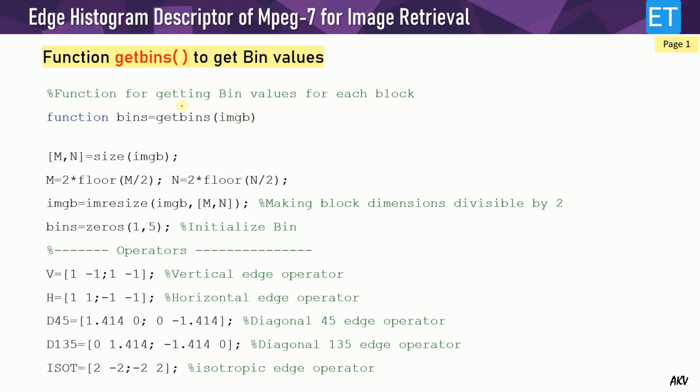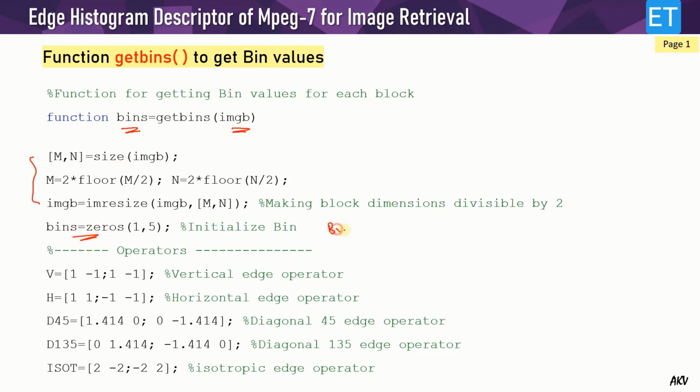So this is your function. Its input is the image block m by 4, n by 4, and its output is a bin of 5 points. Here again we are resizing this m by 4, n by 4 block so that it becomes completely divisible by 2, because we have to divide, as I said, each m by 4, n by 4 block into 2 by 2 pixel groups. And here the bin is initialized.